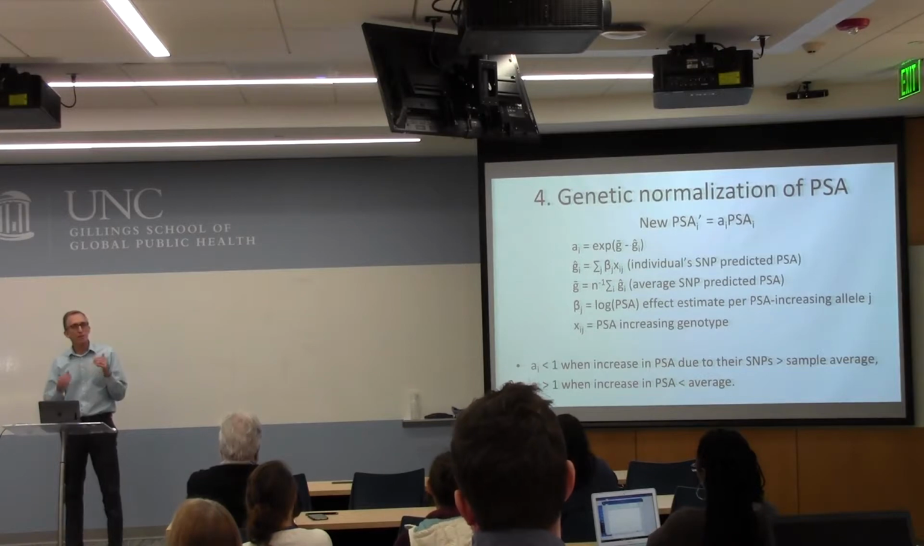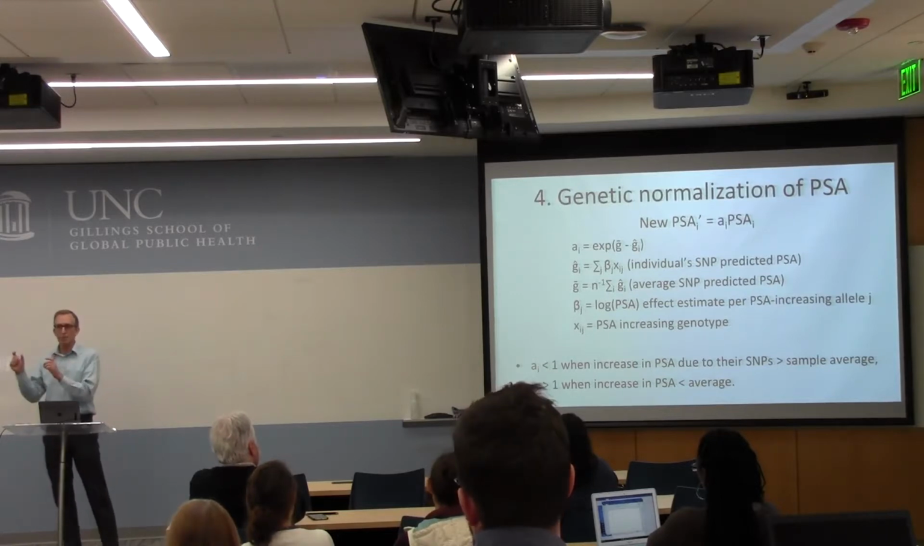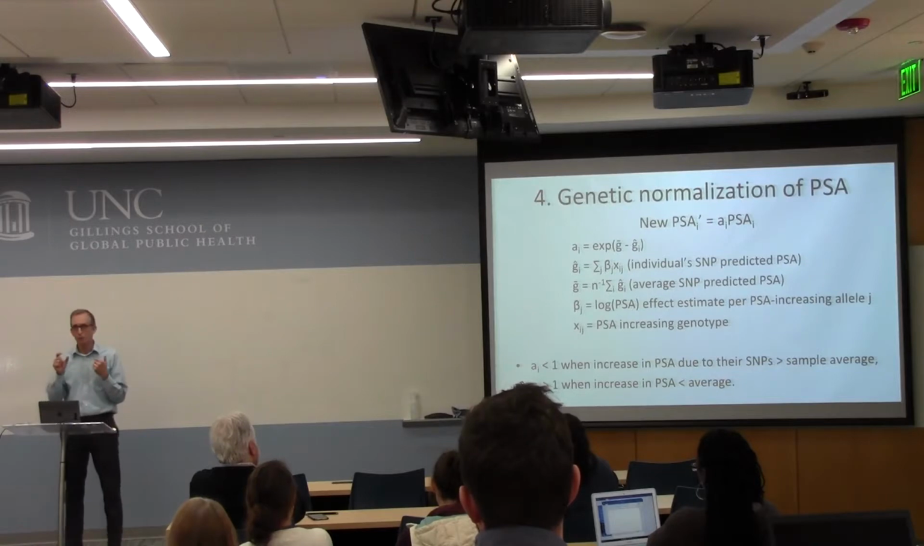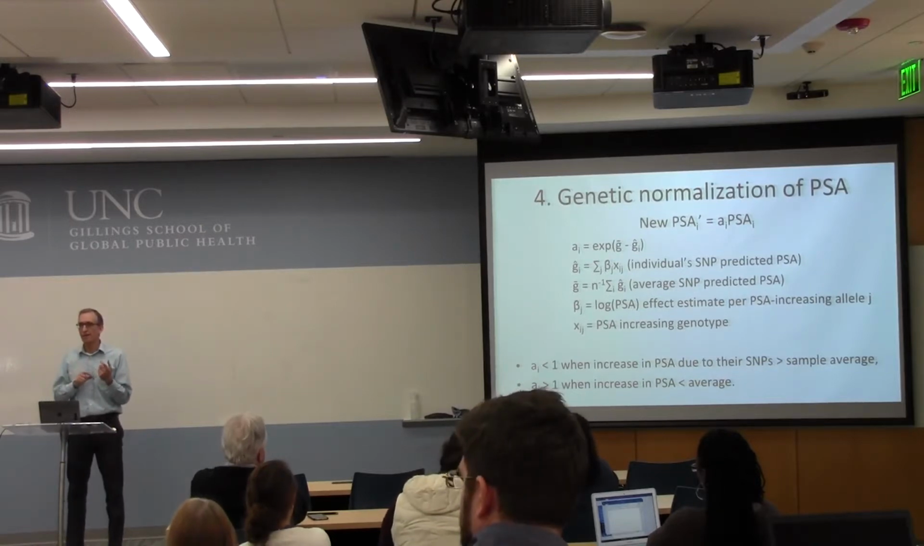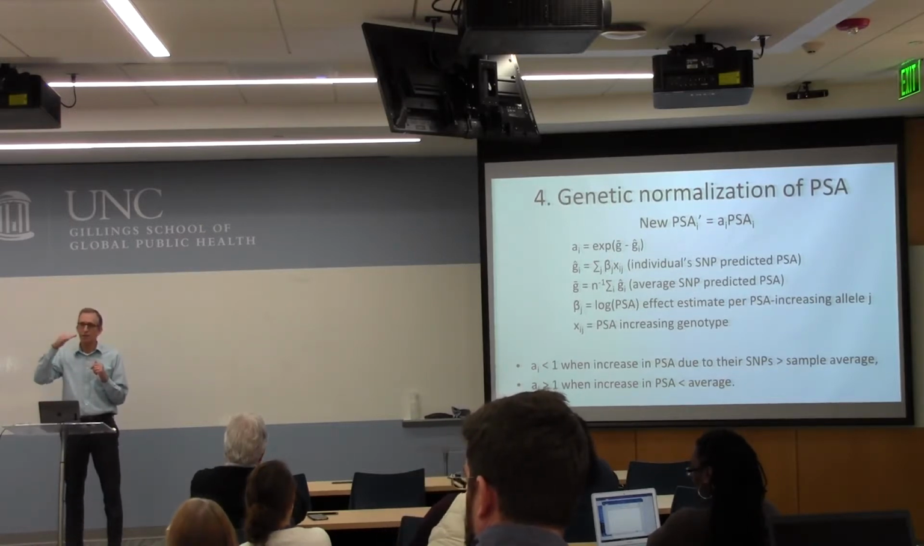And so what ends up happening is your A is less than 1 if you are a high PSA producer genetically and you have an inherently high PSA. It's greater than 1 when you have a low PSA. And that way your PSA prime either goes up or down based on your genetic variants.